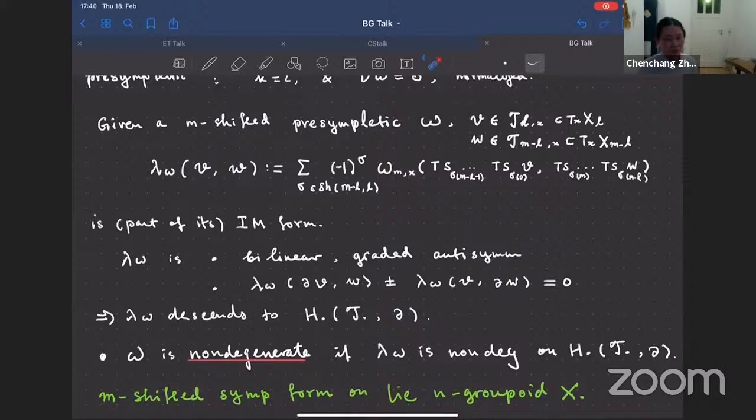In algebraic geometry, they often say that omega induces a quasi-isomorphism between the tangent and cotangent complex. And this is really a very explicit way to verify this. And in this case, we call it an n-shifted symplectic form on this Lie n-groupoid, right? So this n and m can be different, and it does not have to be 2.